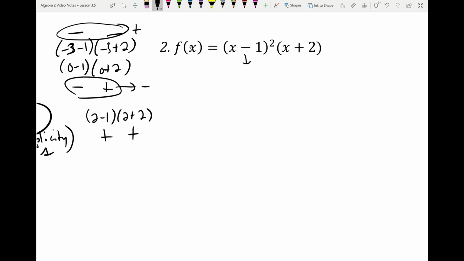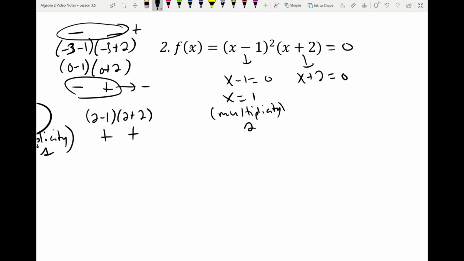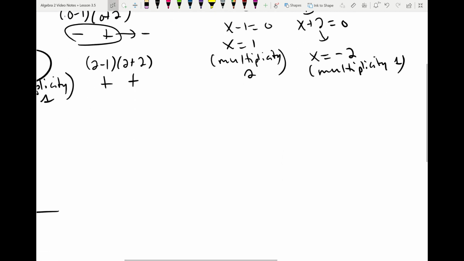So let's do our zeros real quick. So we have x minus 1 equals 0, x plus 2 equals 0. So we have x equals 1. Now this 1 is going to be multiplicity 2 because of that 2 there. This is going to be x equals -2, multiplicity 1 because there's an invisible 1 there. All right, so this is even, so that means there's going to be a turning point. This is odd, so it's going to cross.